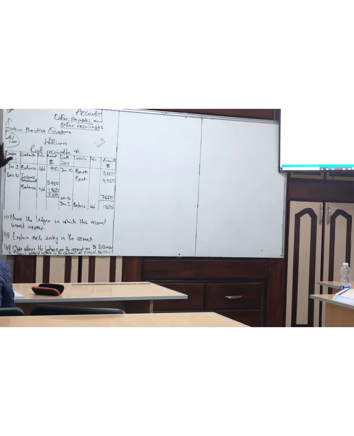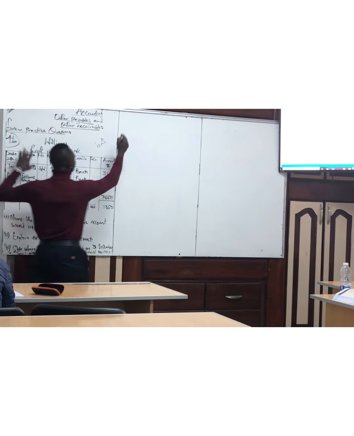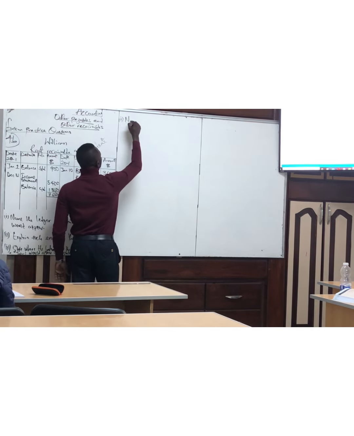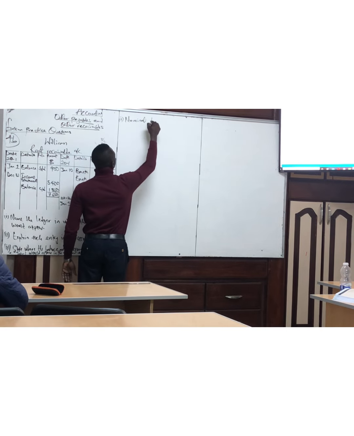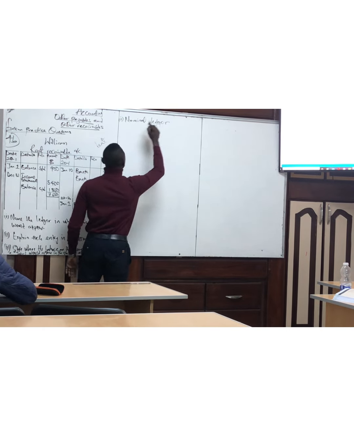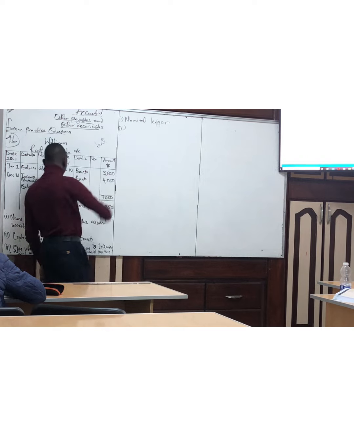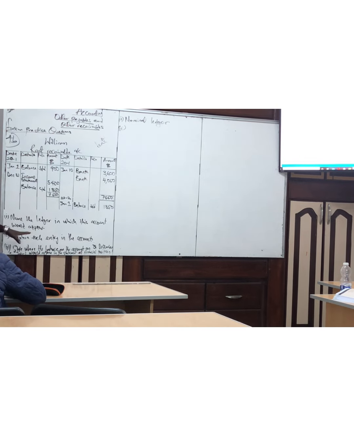This is a ledger for William. The first question says, name the ledger in which this account would appear. This is an account, so which ledger will it appear in? What is the name of this ledger? Nominal ledger. So the first one is nominal ledger.